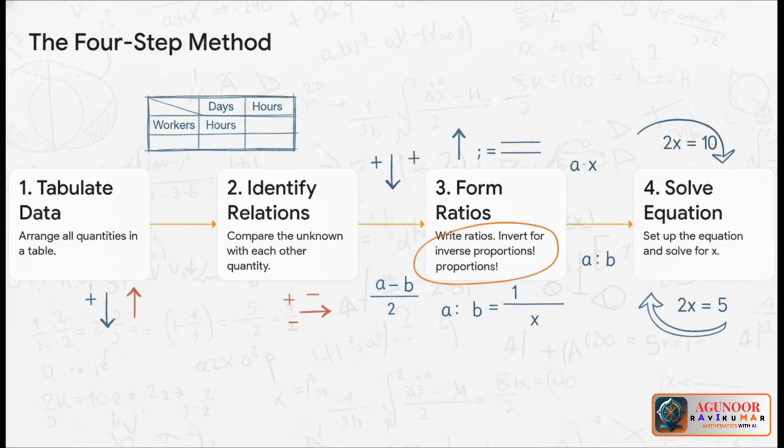This 4-step method is basically our roadmap. First, we put all the data in a table to get organized. Second, and this is super important, we figure out the relationships between our unknown value and everything else. Third, we turn those relationships into ratios, and you can see that little reminder there. It is absolutely critical to remember to invert the ratio for any inverse proportions. And finally, we just set up our equation and solve. See? It turns a complicated word problem into a simple checklist.